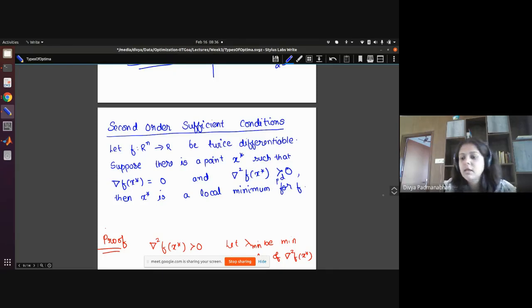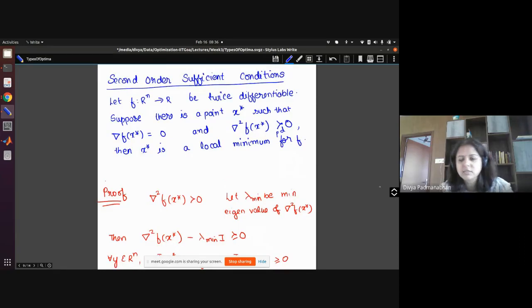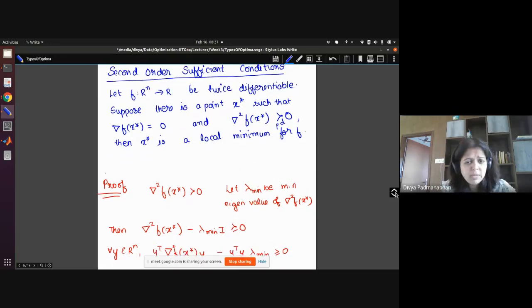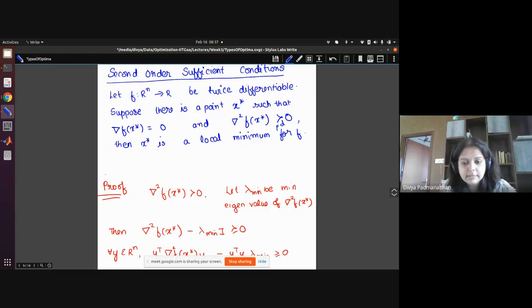Okay, so we will just get to the proof, just the sketch of the proof, before we look at some examples. What we are given here is that the Hessian at x star is positive definite. So what does this mean? When the Hessian is positive definite, it means that all the eigenvalues are positive. So you have lambda 1 and so on up to lambda n, and these are all greater than zero. Let me call the minimum eigenvalue lambda min, and then you have a lambda max, with many eigenvalues in this range. These all are greater than zero.